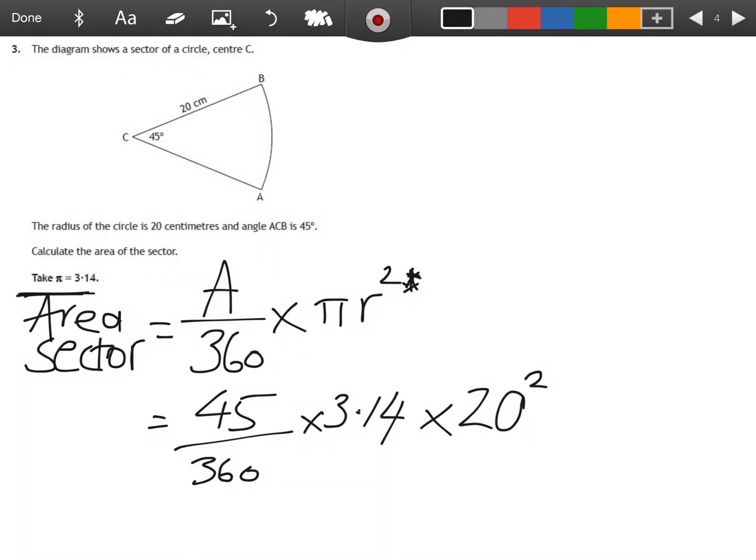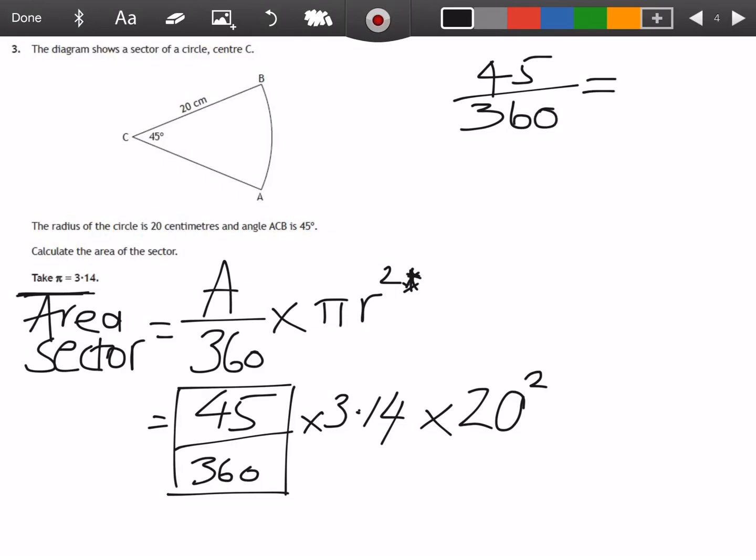Now, don't be put off by the fact that this is a non-calculator question. They've picked numbers that should be easy to deal with, okay? I know that looks really complicated. 45 over 360, whenever this comes up in an exam, right, 45 over 360, I'm going to put it up here.